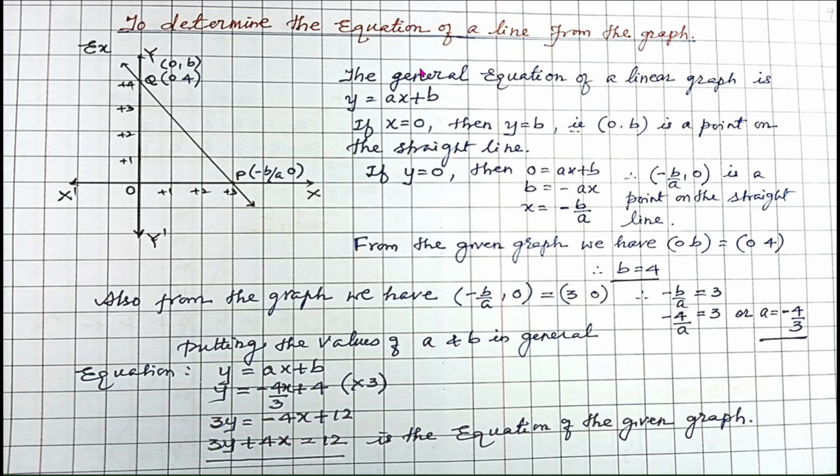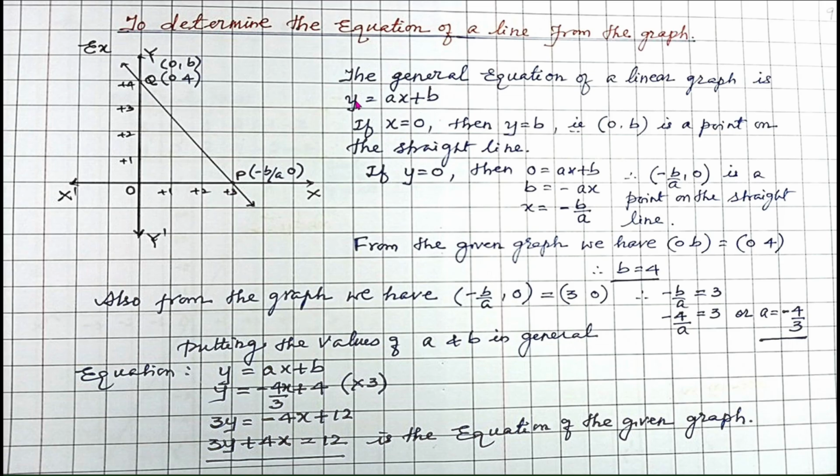Now we know that the general equation of a linear graph is y is equal to ax plus b. Now put x is equal to 0 here, then y becomes b. Put x is equal to 0, y becomes b, and therefore the ordered pair (0, b) is a point on the straight line. So (0, b) is a point on the straight line.